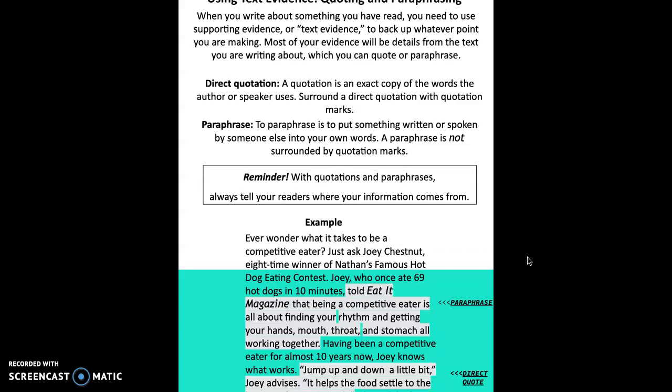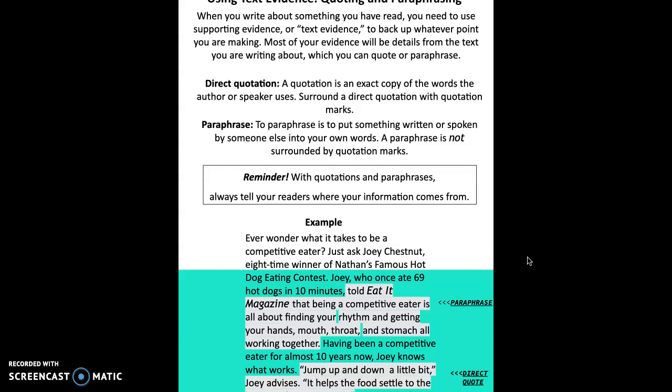To paraphrase is to put something written or spoken by someone else into your own words. A paraphrase is not surrounded by quotation marks. You are just restating what the author said and changing the words out. Reminder, with quotations and paraphrases, always tell your readers where your information comes from. An example of paraphrasing a direct quote would be, "Ever wonder what it takes to be a competitive eater?"